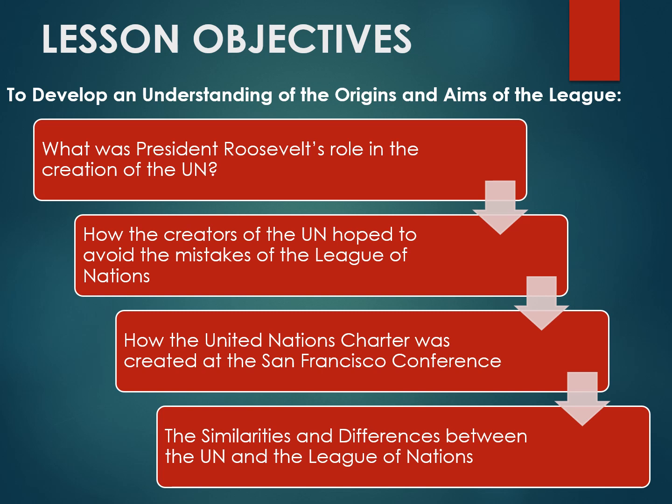That will involve, first of all, understanding the role of the American President Roosevelt in the creation of the UN. Second of all, how the creators of the UN hoped to avoid the mistakes of the League of Nations. Thirdly, how the United Nations Charter was created, the process through which it was created, which culminated at the San Francisco Conference in 1945. And finally, understanding the similarities and differences between the UN and the League of Nations itself.